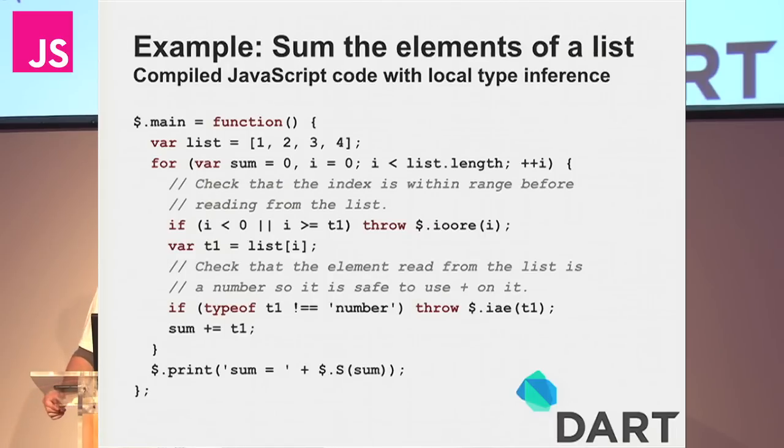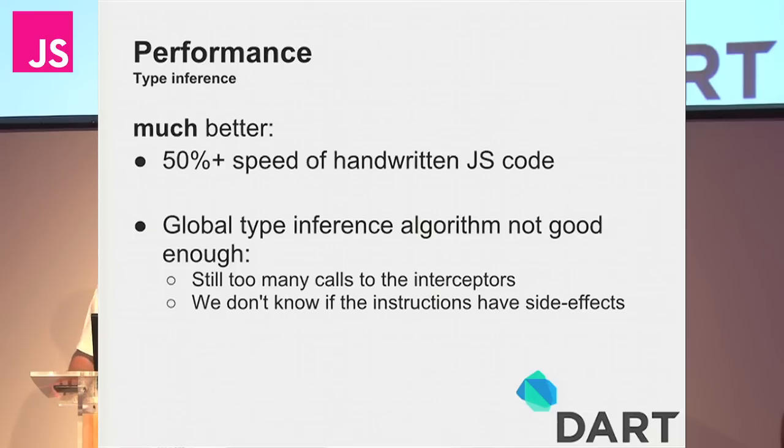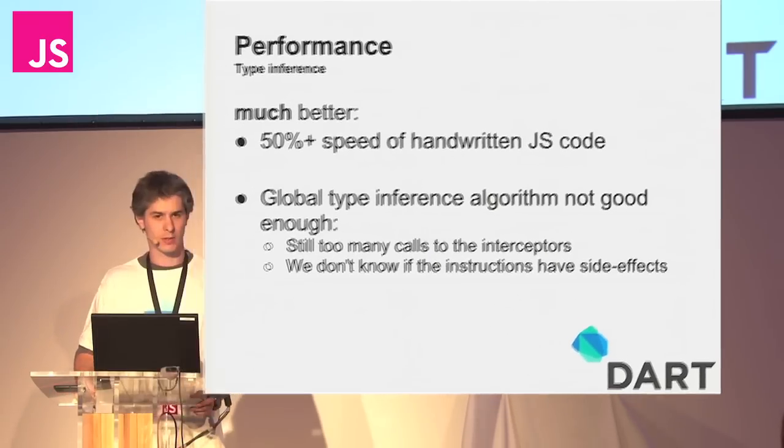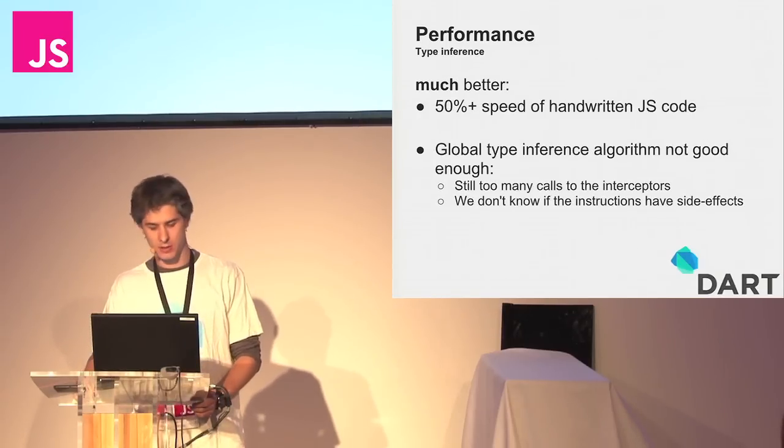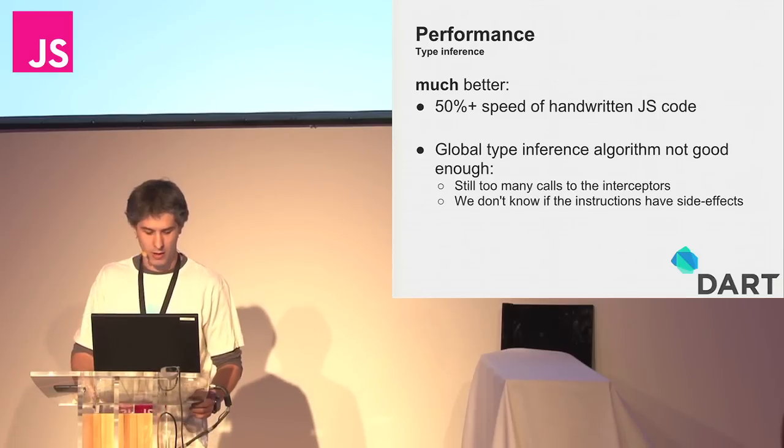So we need to check that we don't have an out of range exception, and we don't have an illegal argument exception in case we have a plus of a number plus something that is not a number. Both can be inlined easily and are pretty fast. So doing just that gives us a performance compared to handwritten JavaScript code of 50%, even a little bit more. And it's a good start to continue from there on.